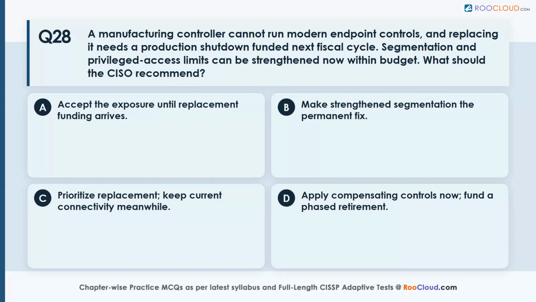Question 28. A legacy controller cannot run modern endpoint controls. Replacing it needs a funded shutdown next cycle. But you can strengthen segmentation and privileged access today. 2 horizons. And the answer must serve both.